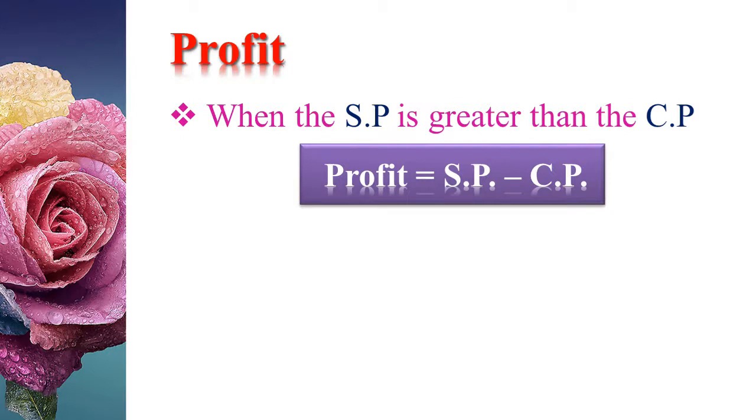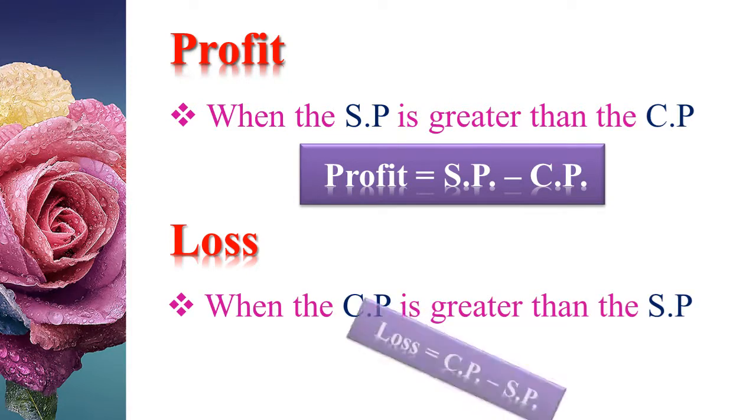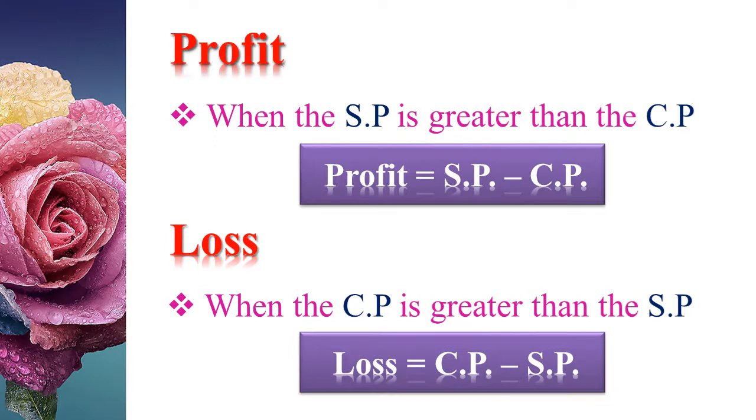If a person sells these goods to the customer at a lower rate than the cost price, he loses his money. It is called loss. When the cost price is greater than the selling price, then there is always a loss. So loss equals cost price minus selling price.